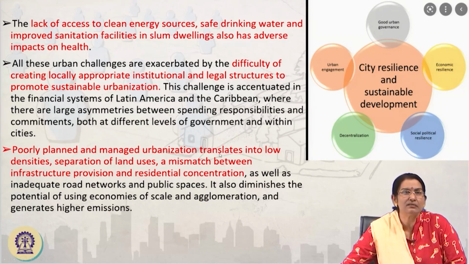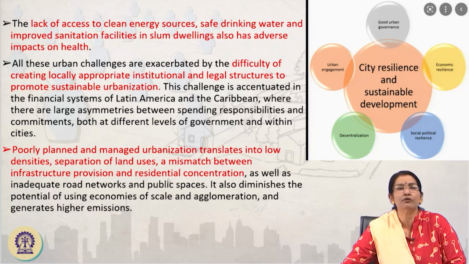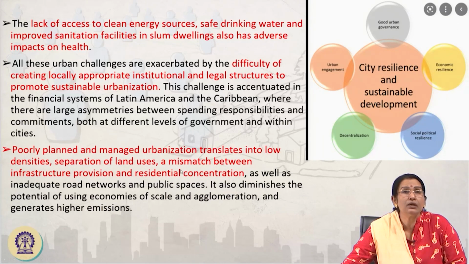Similarly, poorly planned and managed urbanization leads to low density, separation of land use, and a mismatch between infrastructure and maintenance. Creating infrastructure is one thing, but maintaining it is another challenge. Without a proper plan, there is residential concentration: in some areas people accumulate, or slum areas gradually develop in the heart of the cities. It requires legal monitoring, vigilance and governance, so that people do not encroach on public space, public roads and networks, unethically or illegally. A close monitoring and evaluation system, a vigilance system, is very much required.